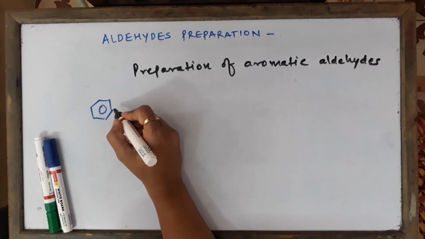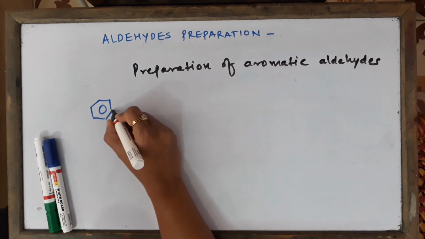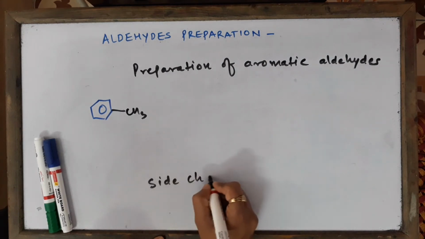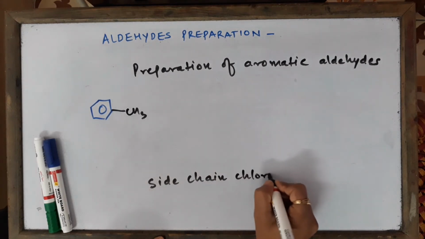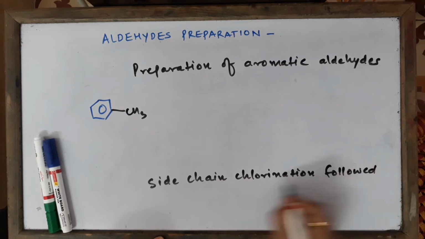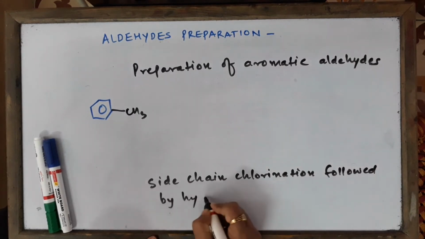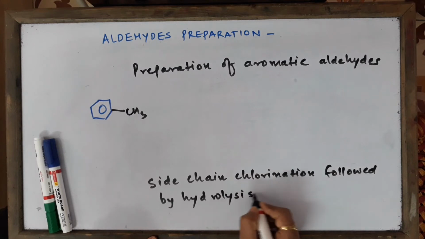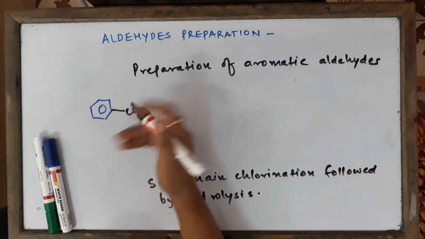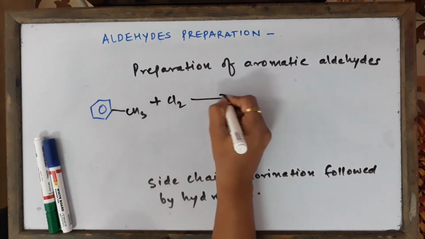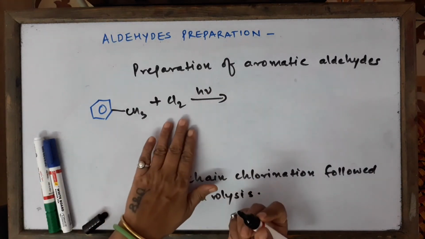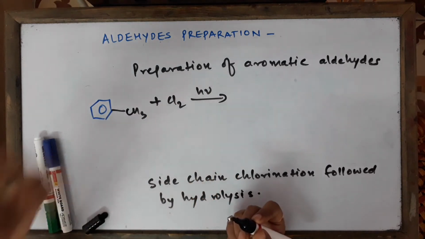So children, now we are on the last method of preparation of aldehydes. In this we are going to do a very simple method which is called side chain chlorination, or you can say halogenation, followed by hydrolysis. It's a very simple method. Take the aromatic compound, because you are going to prepare an aromatic aldehyde, so you need to take an aromatic substrate. React it with chlorine gas in presence of light of suitable frequency, and we all know that when we do such reactions, free radical halogenation takes place and we get a variety of products.